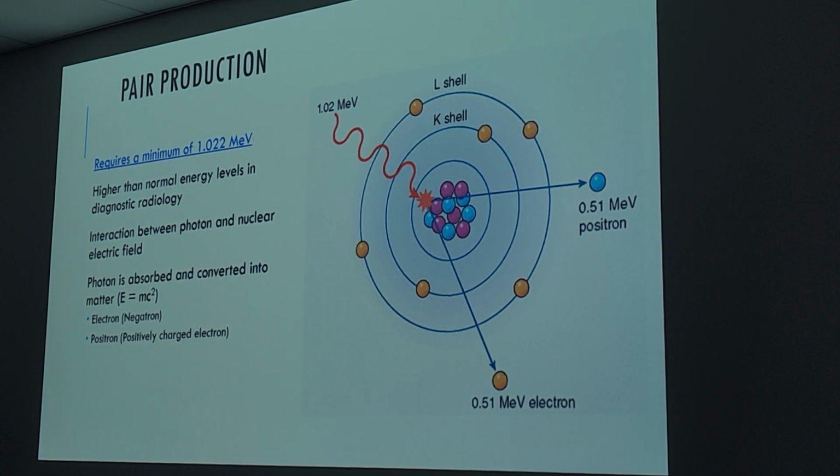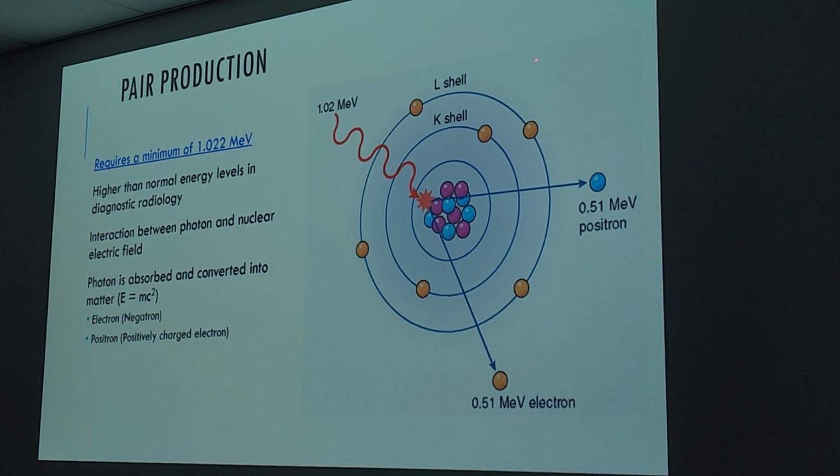So for pair production to happen, the X-ray photon needs a minimum of 1.02 mega electron volts. That's higher than the normal energy we would use in X-ray. This is when the X-ray photon interacts with the electric field of the nucleus, and the photon is absorbed and converted to two particles. One is a negatron, which is an electron, and one is a positron, which is a positive electron.